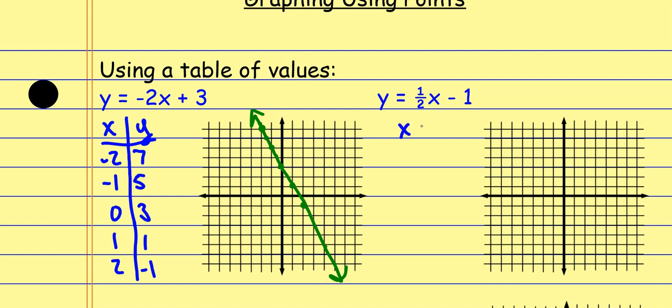All right. If I look at the next one, same kind of thing. I'm going to do an XY chart. This one's already in a good format for this because it's y equals. So I have x as the input, y as the output. And I just plug away negative 2, negative 1, 0, 1, and 2. Those are typically the values I always try to start with. And if they don't work out well, then I'll choose other values. And when I look at something like this guy, I can plug in the negative 2. That's negative 2 times 1/2 is a negative 1, minus 1 is a negative 2. Negative 1 times 1/2 is a negative 1/2, minus 1 is a negative 1.5.